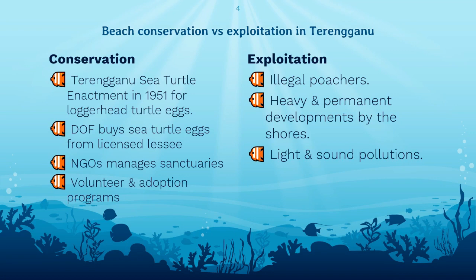There are two beach activities, that is the exploitation and conservation activities. The exploitation activities are the illegal poachers, heavy development by the shores, and also the light and sound pollution. For the conservation activities, the Terengganu Sea Turtle Enactment in 1951 for the loggerhead sea turtle eggs, the DRF by the sea turtle eggs for the lazy. There are also NGOs that manage the sanctuaries, and also there have been volunteer and adaptation programs by various entities.